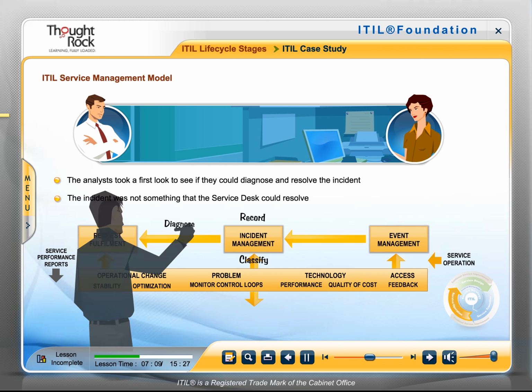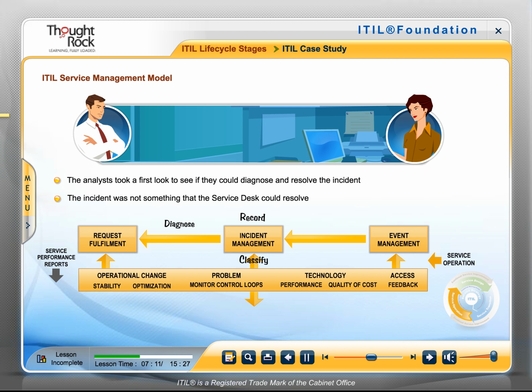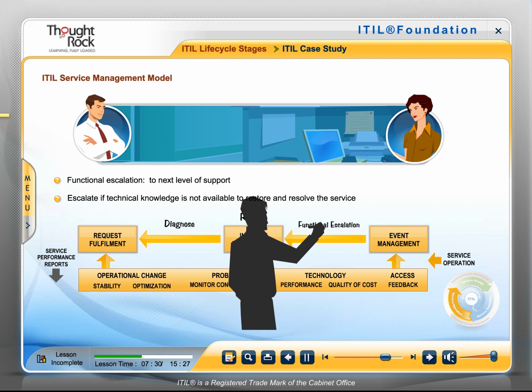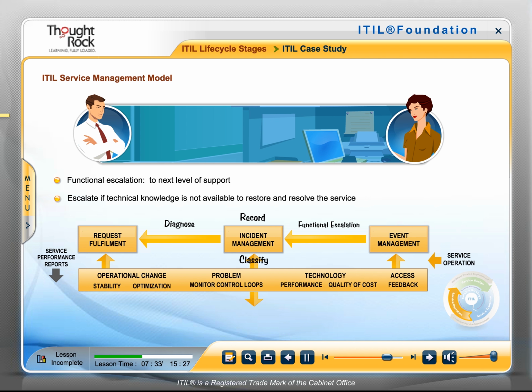This classification will help the service desk manager to realize that all calls were related to the email system. As the calls were first being recorded and assessed, the analysts took a first look to see if they could diagnose and resolve the incident. In our example, the incident was not something that the service desk could resolve. There were two reasons for this. They were not sure what was causing the issue, and they also did not have the experience to resolve it, so they escalated to the next level of support. This is called functional escalation.